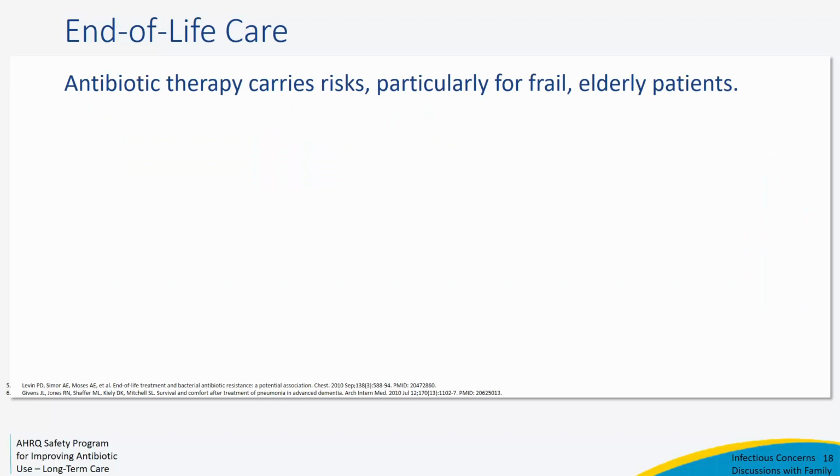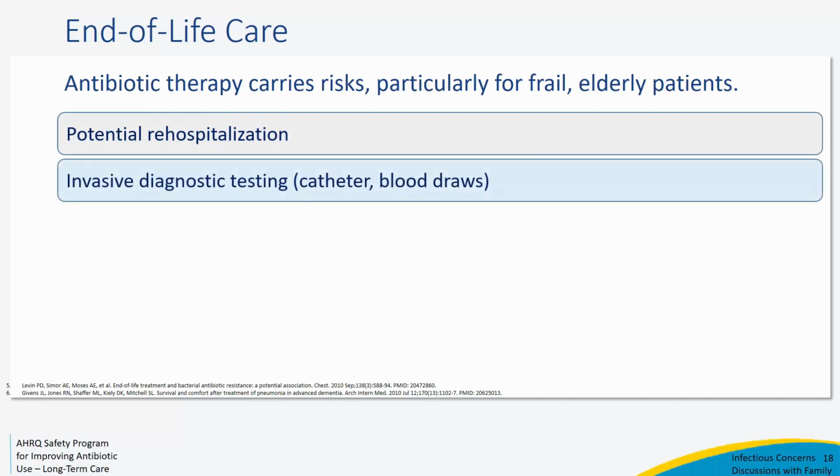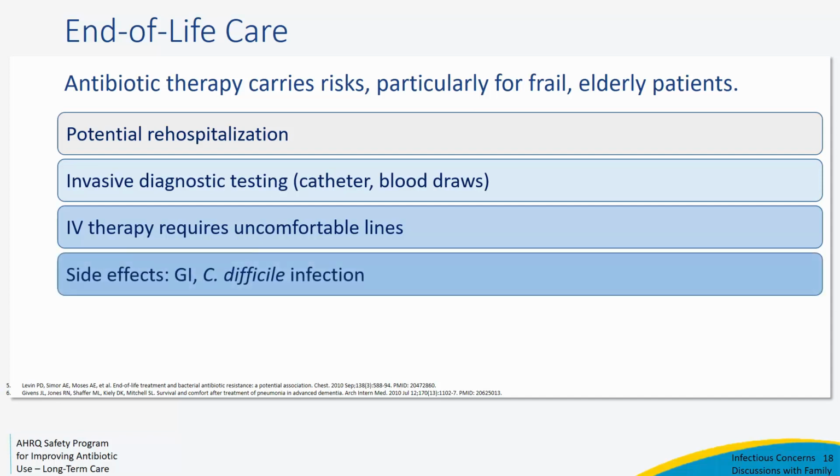25% of hospice patients receive antibiotics during their final weeks of life. Remember that antibiotic therapy carries risks, particularly for frail, elderly patients. The decision to start antibiotics in someone who is approaching the end of life poses risks. These include the potential for rehospitalization and invasive diagnostic testing or procedures such as blood draws, catheter insertion, or the need for intravenous access. Also, like all medications, antibiotics have potential side effects such as rash, gastrointestinal symptoms, or even Clostridioides difficile or C. diff infection, all of which can lead to increased discomfort.